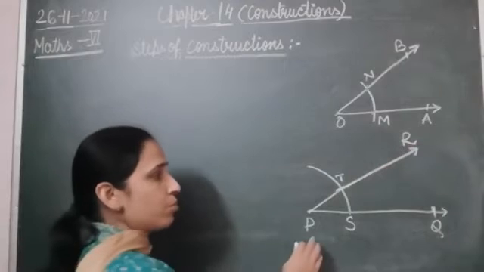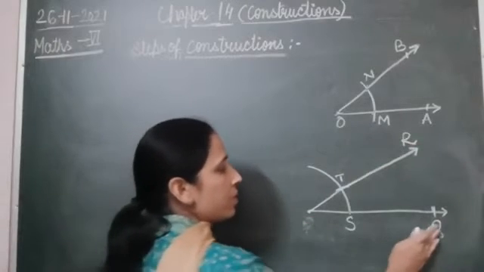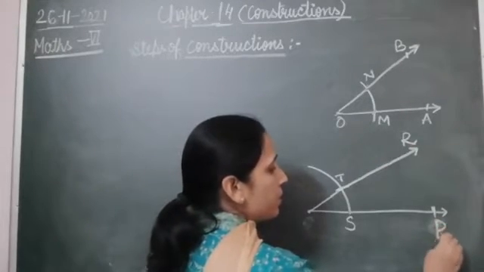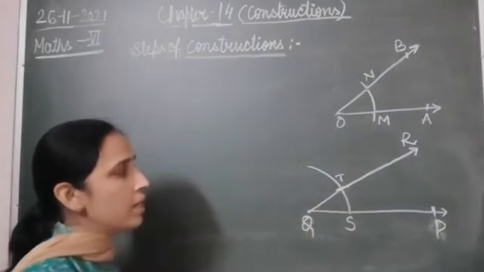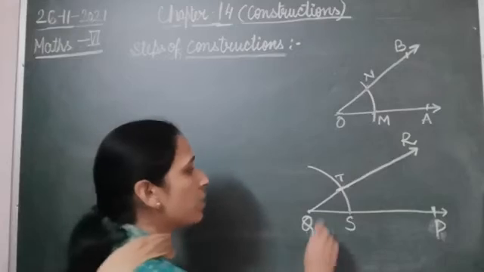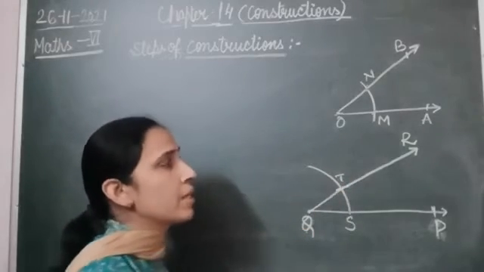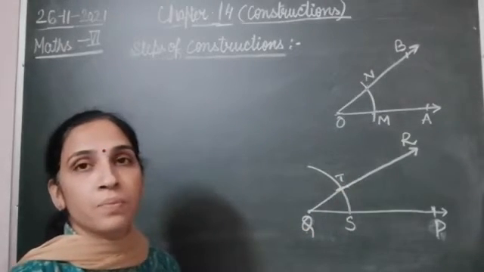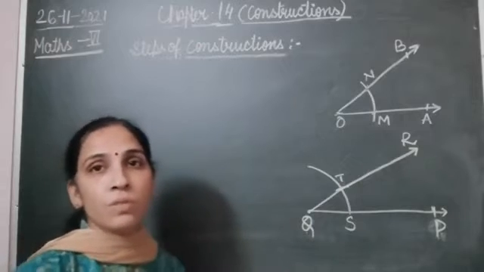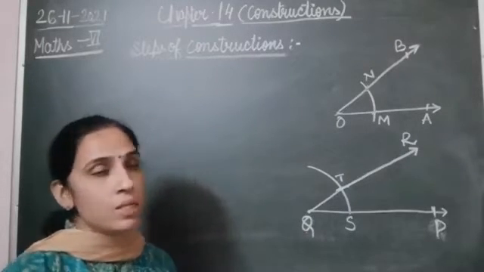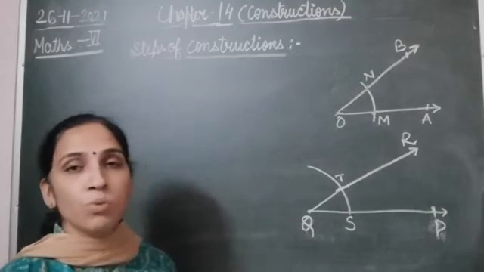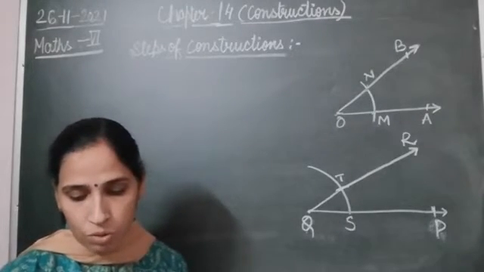Then join this ST and extend up to PQR. This can be P, this can be Q. So PQR will be your required angle, which is the same as AOB. And the same steps of construction which we have written just now in the previous question, you can use in this also.